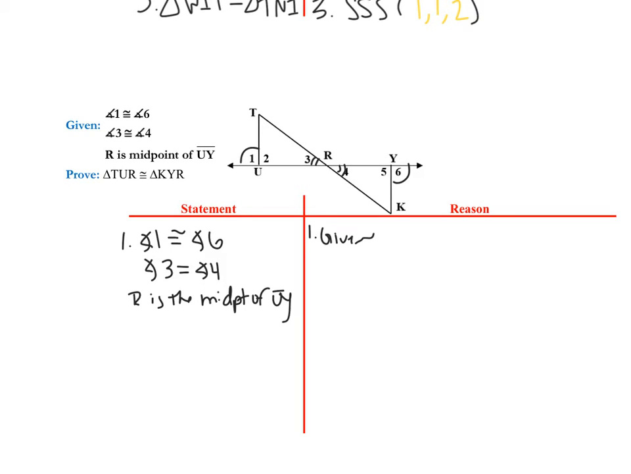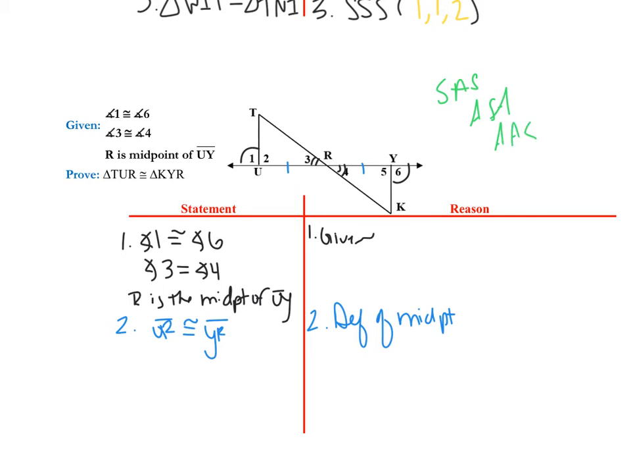So first, let's dissect the information given to us. R is the midpoint of UY. So that means that UR is going to be congruent to YR, and the reason being is the definition of a midpoint. All right, so right now we have one pair of congruent angles and one pair of congruent sides. So that leaves me with side, angle, side, angle, or angle, angle, side.